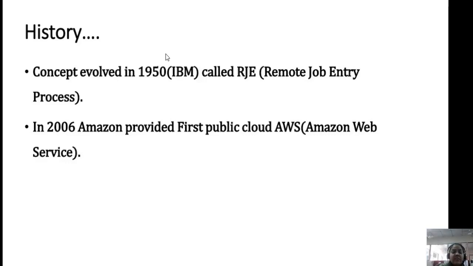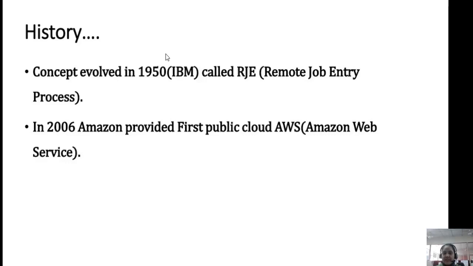As I'm talking about the history of cloud computing, this concept was generated in the year 1950 by the company IBM, one of the most leading and most ancient techno savvy companies. Previously it used to be called RJE, that is remote job entry process. Cloud computing was not cloud computing before, it was RJE, that is remote job entry.